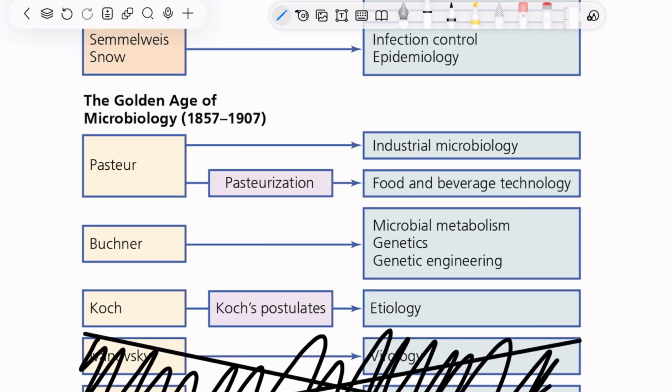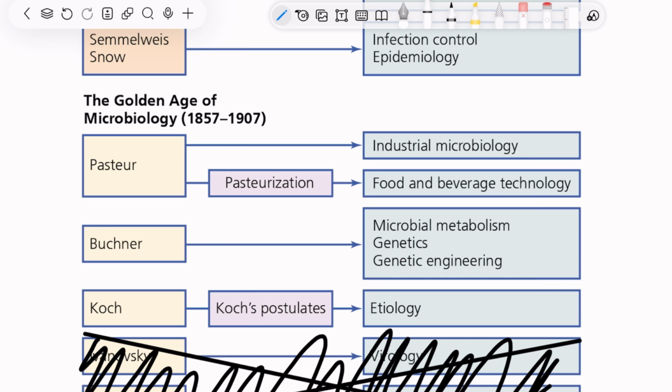We then get into the golden age of microbiology, starting off with Pasteur. Pasteur's modern disciplines were industrial microbiology and food and beverage technology. His contribution was that he developed pasteurization and made crucial contributions to microbial metabolism and fermentation. Then we have Buchner. His modern disciplines were microbial metabolism, genetics, and genetic engineering. His contribution was that he demonstrated that fermentation is driven by enzymes, leading to advances in biochemistry and genetics.